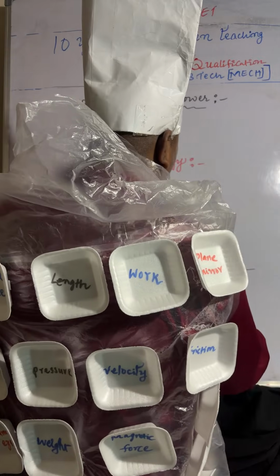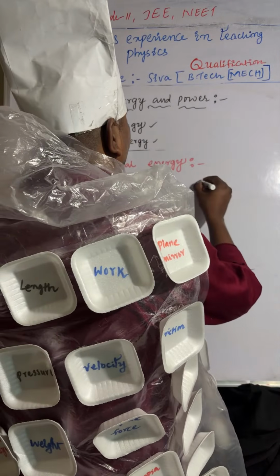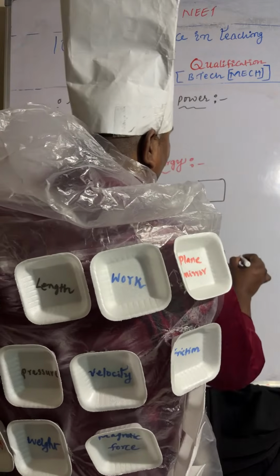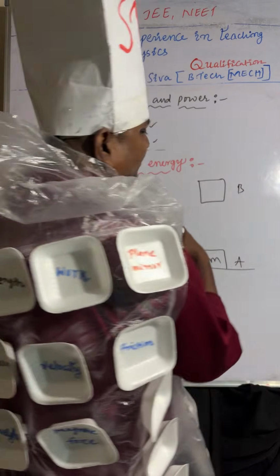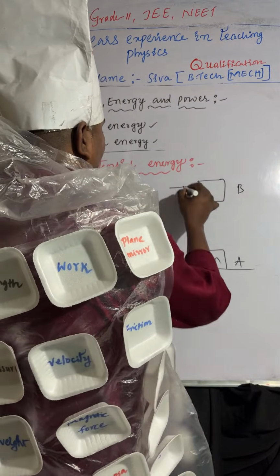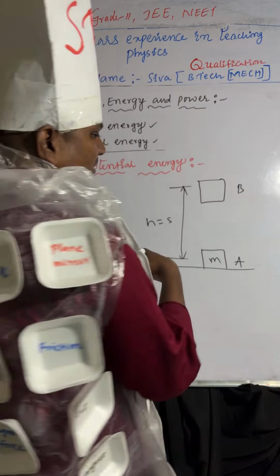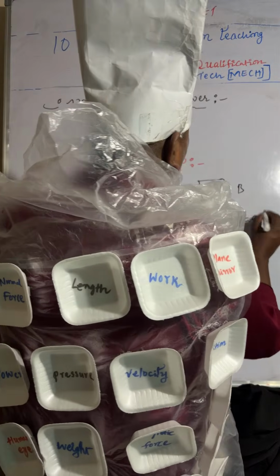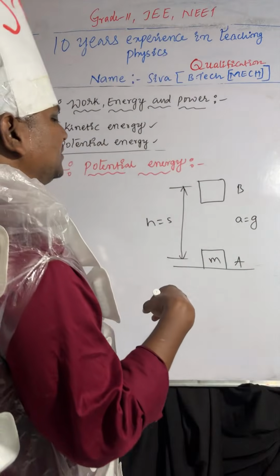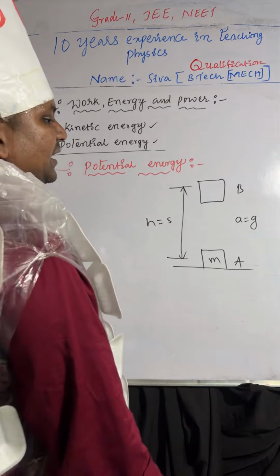So here this is the object. The mass of the object is m. It reaches position B. Initially at A, then after traveling a certain distance from here to here, that is the height, which I am considering h. That is s. So here the acceleration is nothing but g, because the body is moving against the acceleration due to gravity.